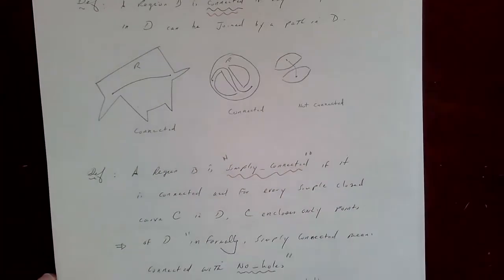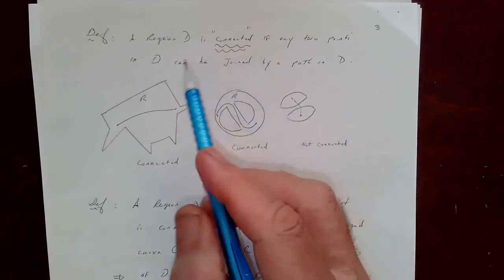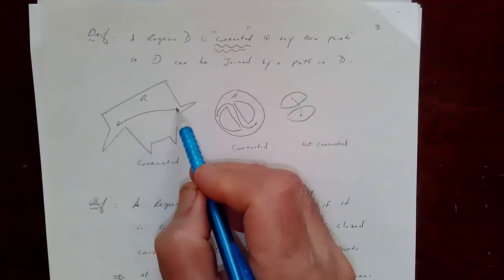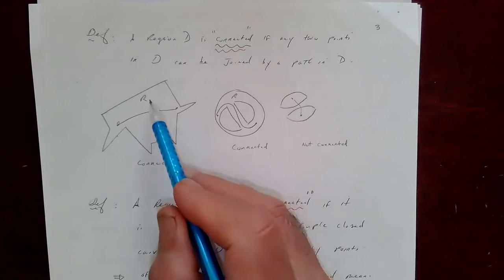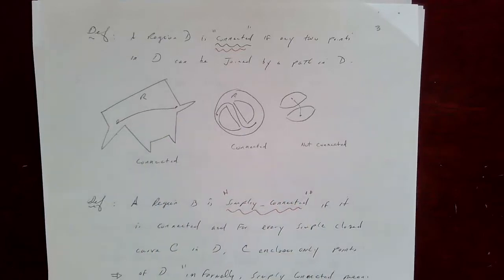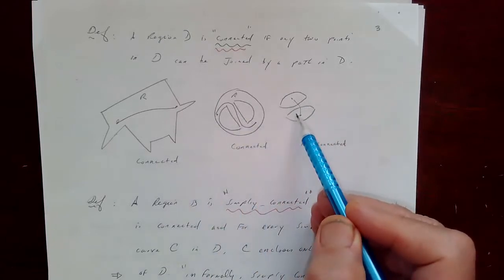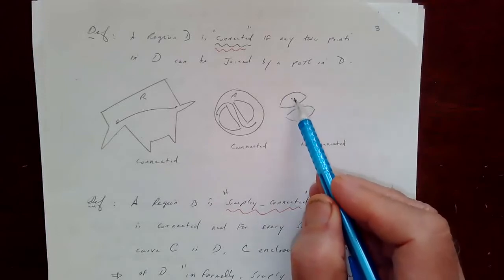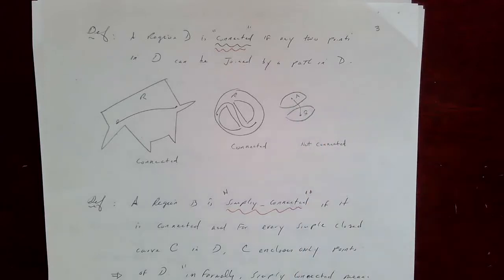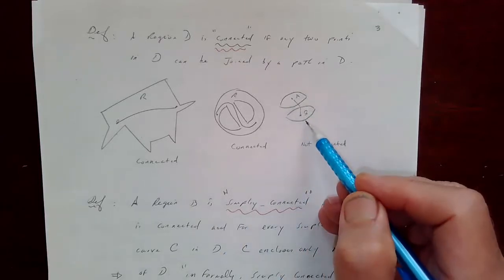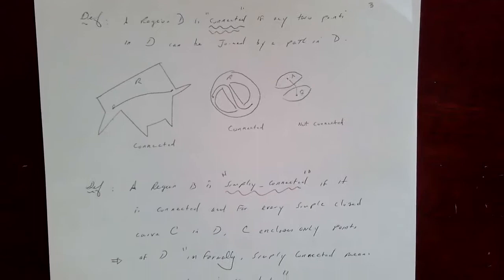Then we have something called a connected region. What's a connected region? If you select any two random points in the region R and draw a nice curve, the entire curve has to lie in the region R. So this is connected, this is connected, but this isn't connected. Why? Because when I select a point here and here, let's say A and B, and I draw a curve joining point A to point B, notice a portion of the curve is outside of the region. So this is not connected.